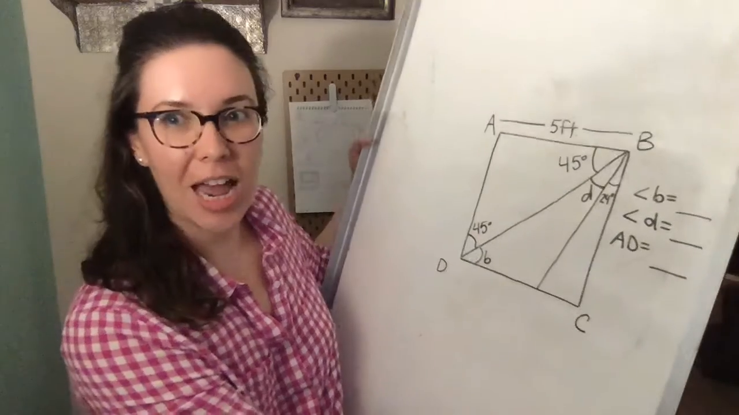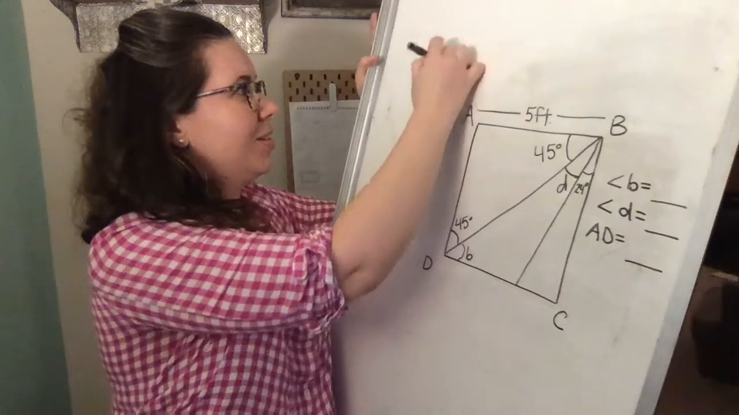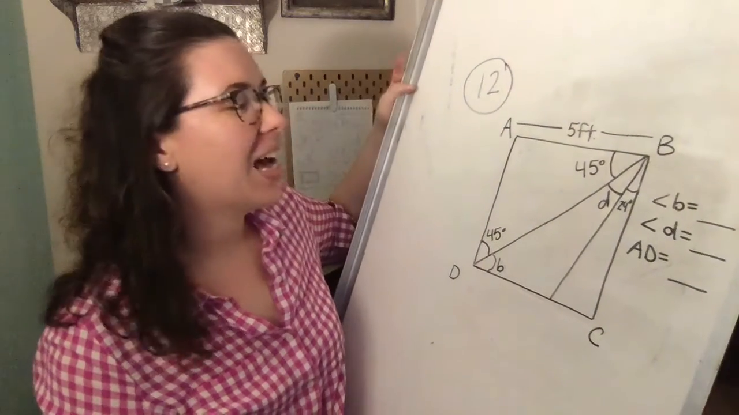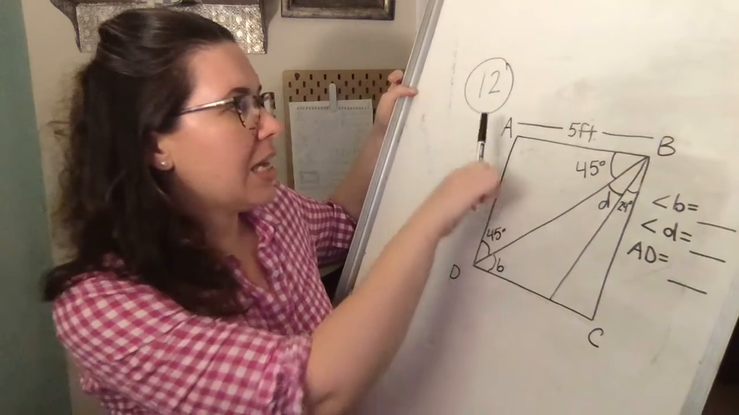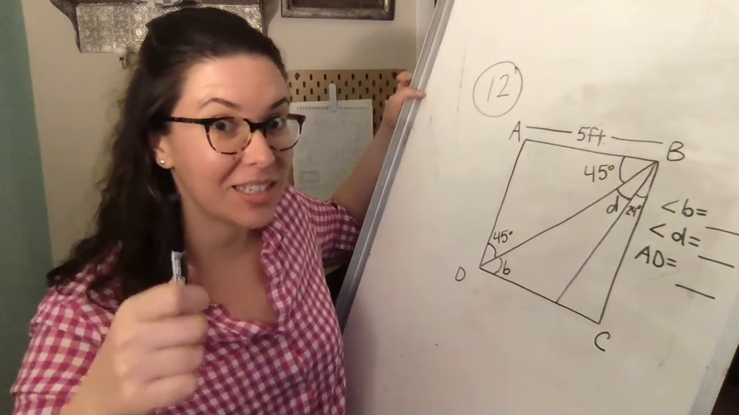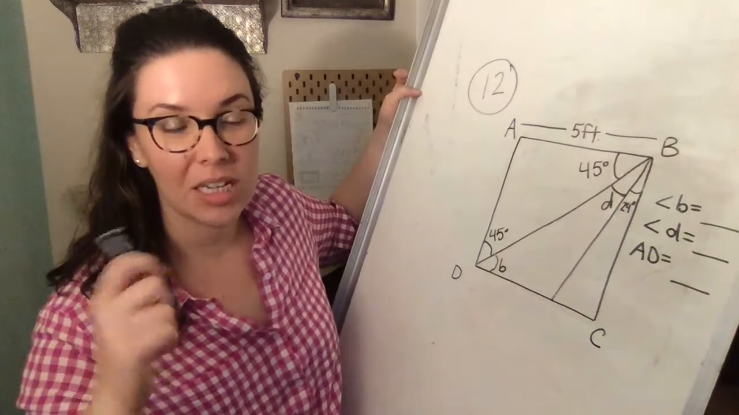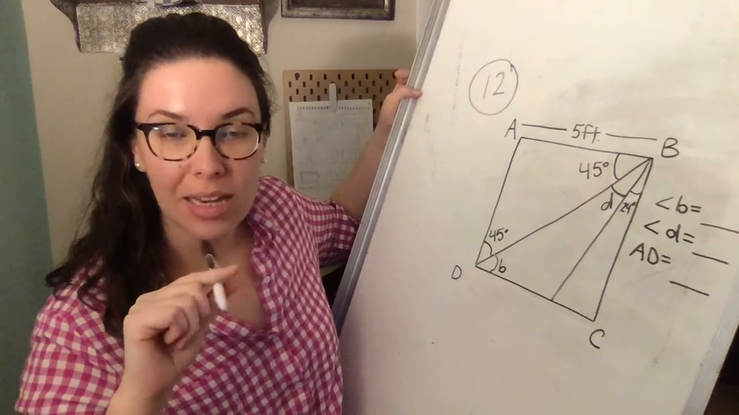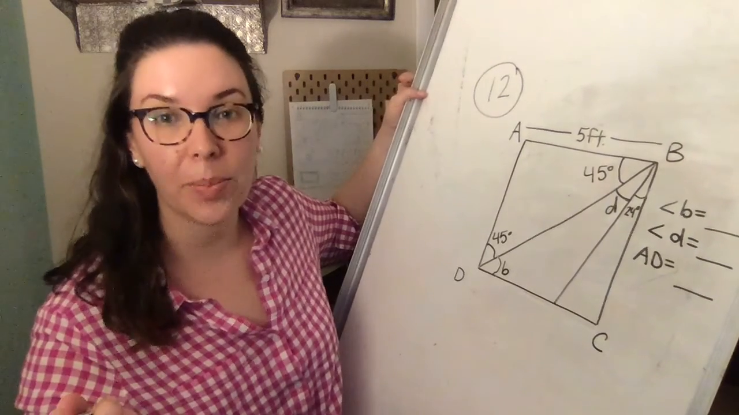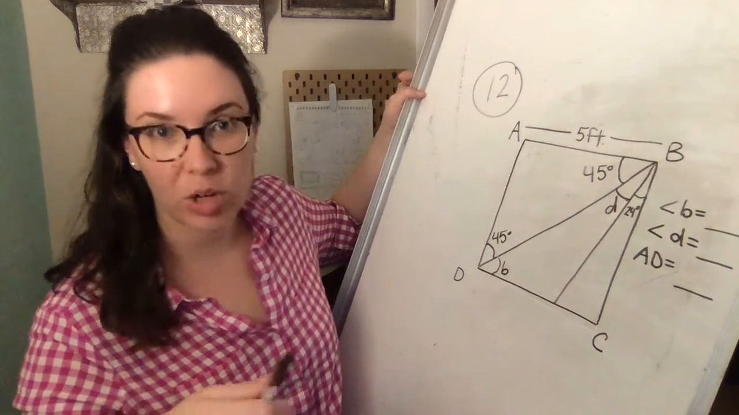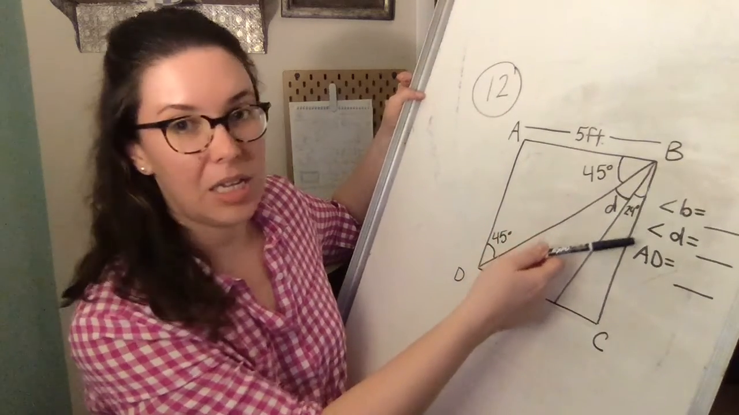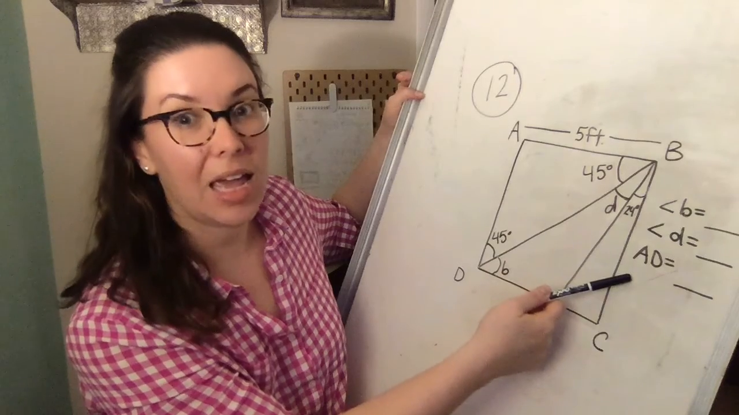We're going to look here at number 12. I have pre-drawn it for us. And they tell us that ABCD is a square, but that it may not be drawn to scale. This is very important. Because even if something looks like 90 degrees, if we're not certain that it's 90 degrees because of the properties of a square, then we can't trust that. And then they want us to solve for angle B, angle D, and the side AD.